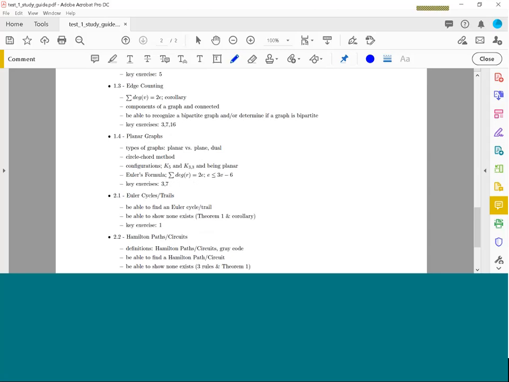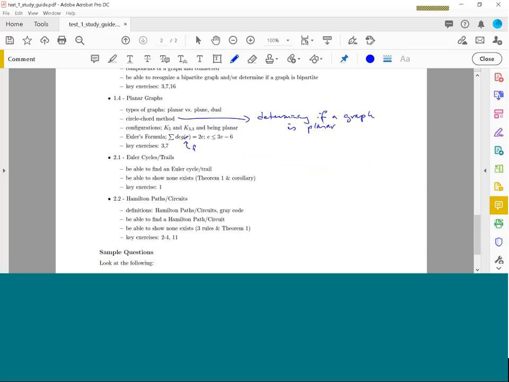knowing your circle chord method. So specifically here, this is determining if a graph is planar. I'm going kind of quickly here because we actually mentioned this stuff when I was just handwriting. Looking at the configurations, and then we had the 2 new formulas here: your degree sum of your faces, which we gave as a formula with F for face, and the inequality that dealt with a connected planar graph. And then into the chapter 2 guys.